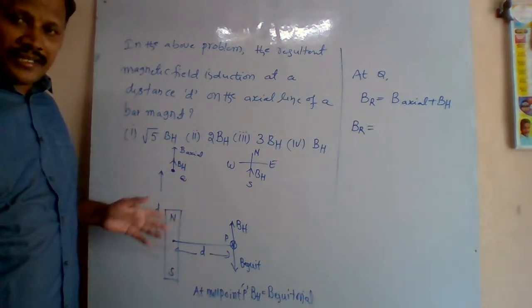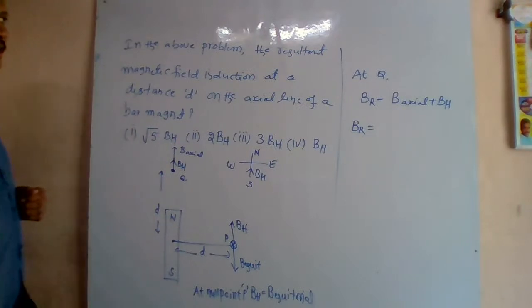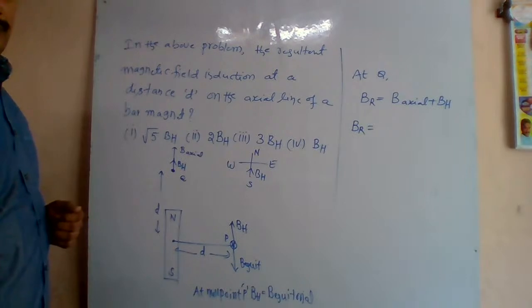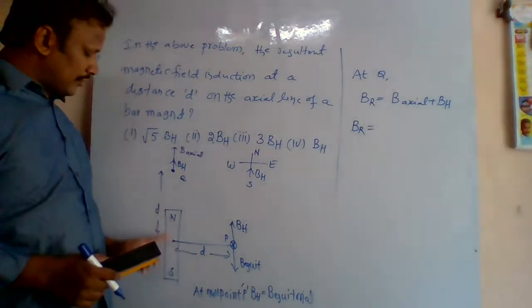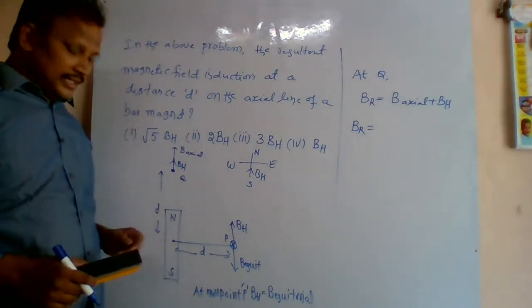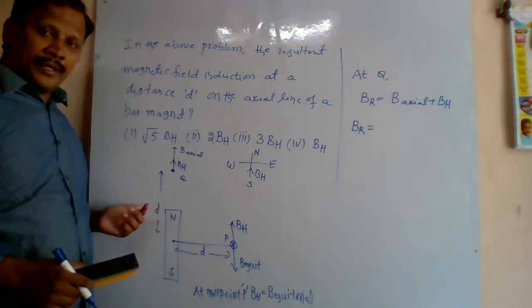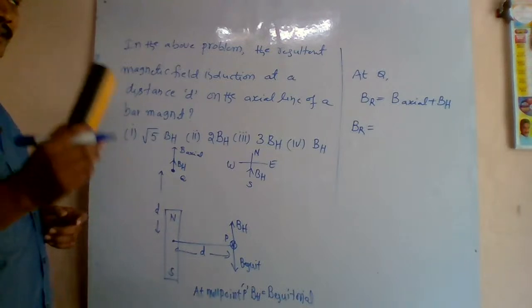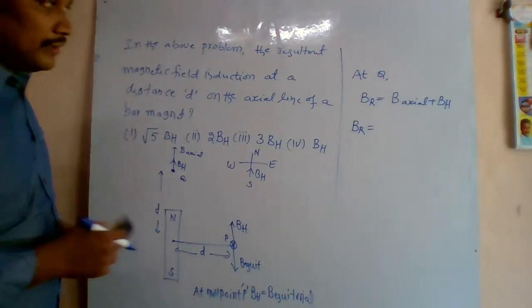So the distances are the same. What is the relation between B axial and B equatorial? B axial is equal to 2 times B equatorial. Right? Distances are same. From here to here, I am taking distance d. From here to here, distance d is there. If distances are same, what is the relation between B axial and B equatorial? B axial is equal to 2 times B equatorial.